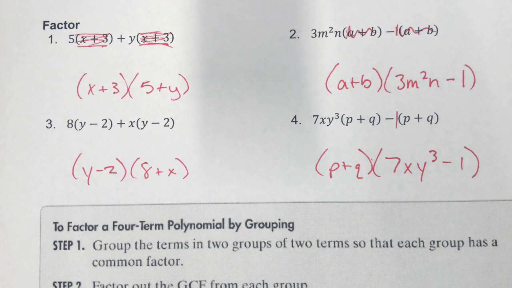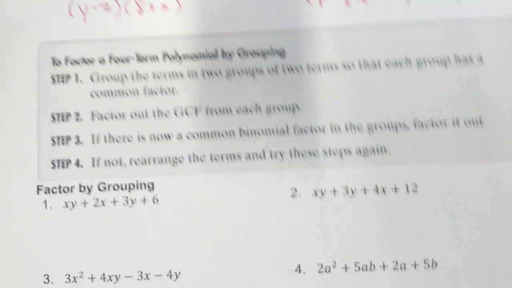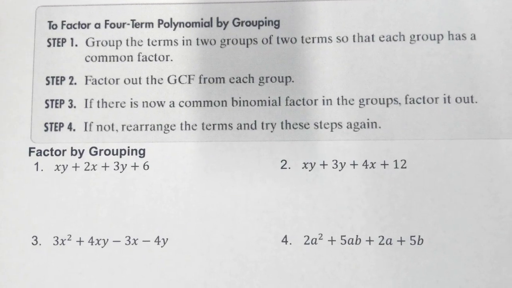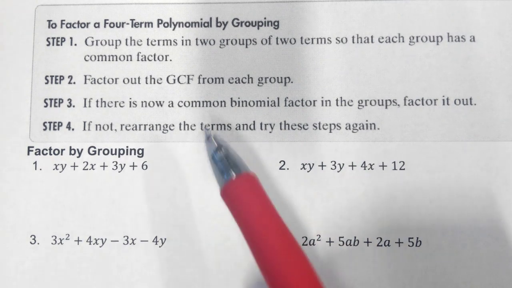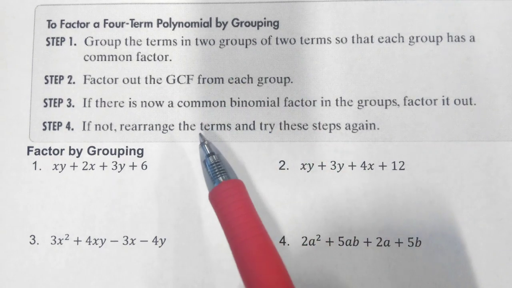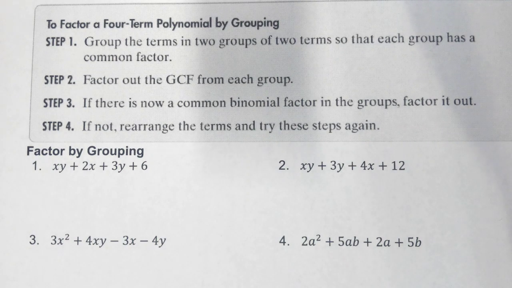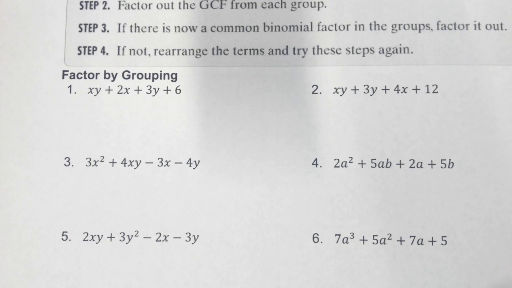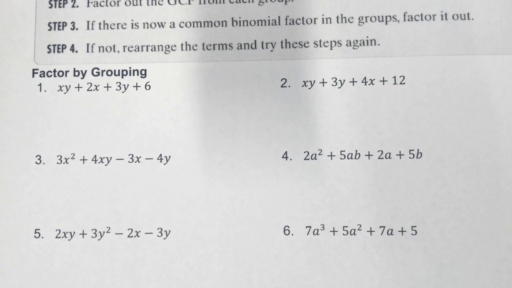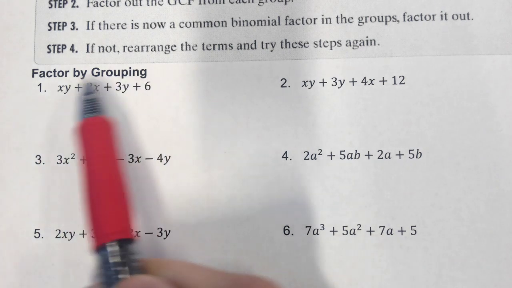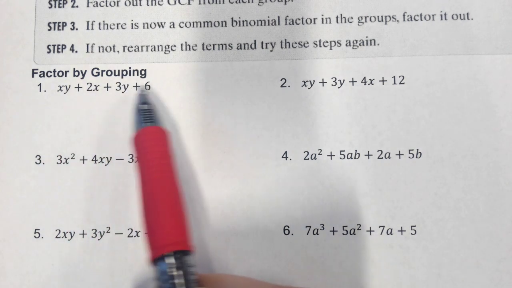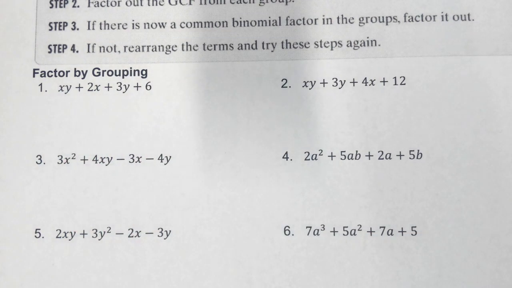Okay, so that leads us to factoring a 4-term polynomial by grouping. So here are the steps. You can read through those. I'm just going to show you them as we do these example problems. The first step whenever you're factoring by grouping is, is there a GCF? That's always your first step. Is there something that divides all of these terms? I don't see anything that would divide all four of those terms, so we just go into factoring by grouping.